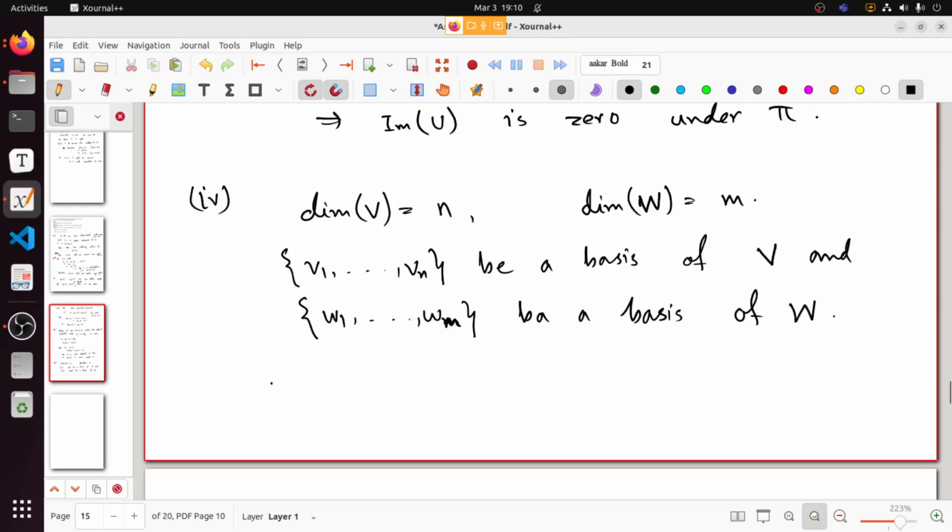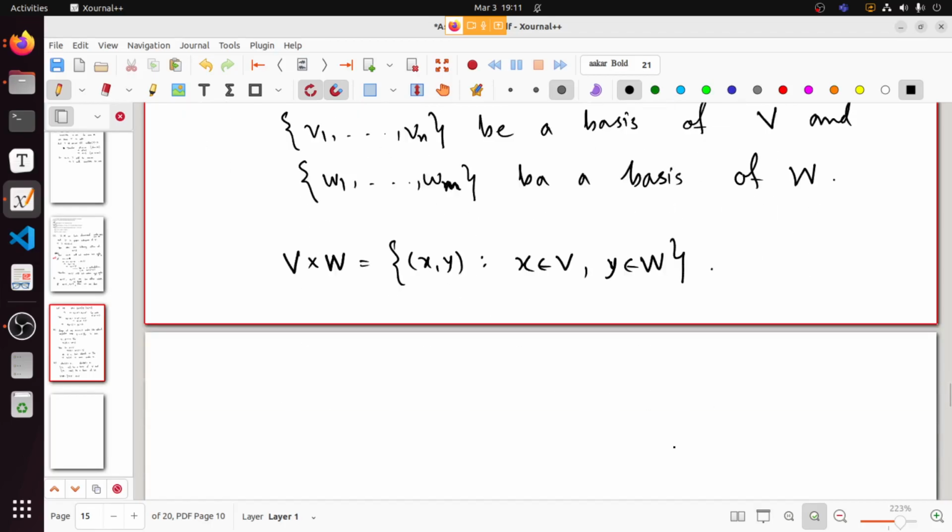So what is V cross W? This is the ordered pair, right? V cross W contains all (x, y) ordered tuples such that x is in V and y is in W, right? So let's claim what will be the basis for V cross W.